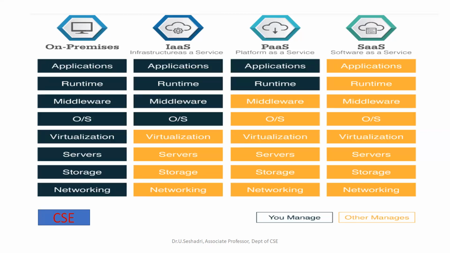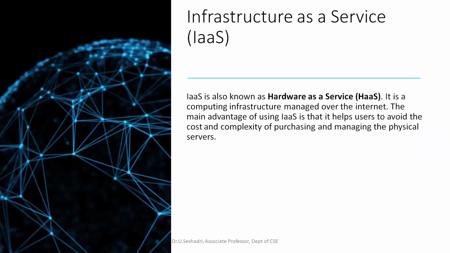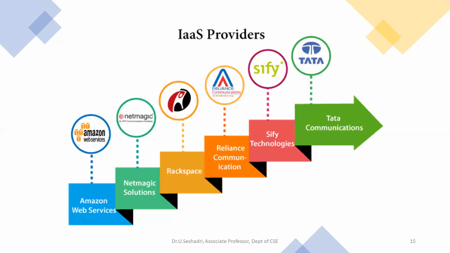That is, the infrastructure as a service delivery model, which we also know as hardware as a service. It's a computing infrastructure that can be managed by using the internet connection. The advantage is to avoid the cost and complexity of purchasing and managing the physical servers. You no need to purchase the server, just we can use the servers and based on the usage you are paying the amount. Next, some of the examples I have mentioned for infrastructure as a service: AWS, Azure, NetMagic Solution, Rackspace, Reliance Communication.